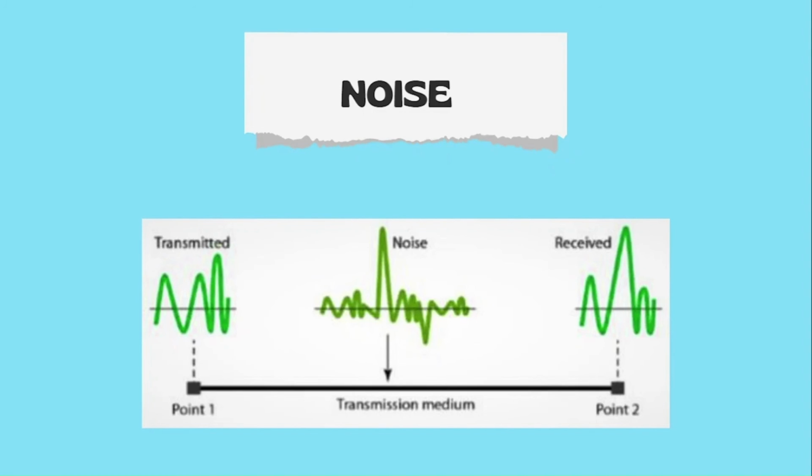The first signal is transmitted, then noise interrupts, and the last one shows what signal exactly we received after being affected by noise. If we want to find the signal to noise ratio, there is a formula which goes like this: average signal power divided by average noise power gives us the signal to noise ratio.